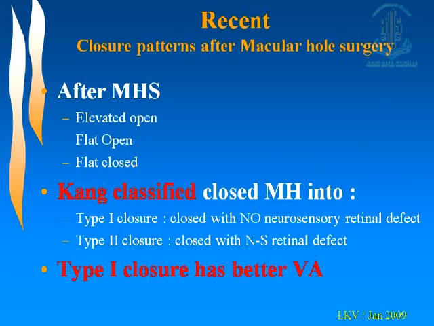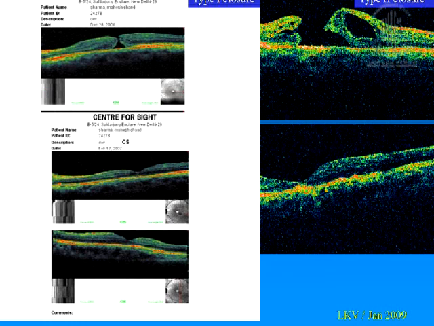The only thing is there are closure patterns after macular surgery, which are described by Kang into two types: type 1 closure and type 2 closure. Type 1 closure is where there is no neurosensory retinal defect, as in this. There is no neurosensory retinal defect. However, if you see this, there is a neurosensory retinal defect. So obviously type 1 has better visual acuity post-op.